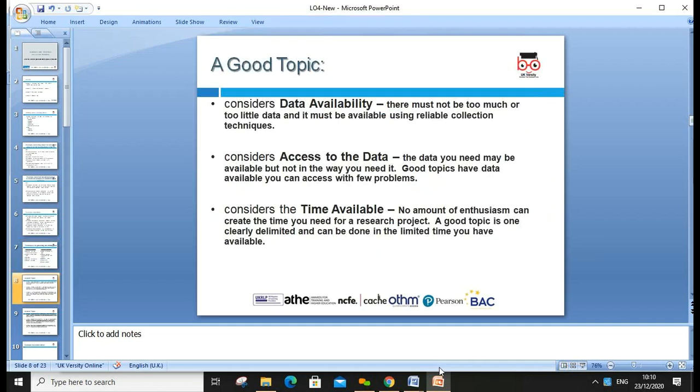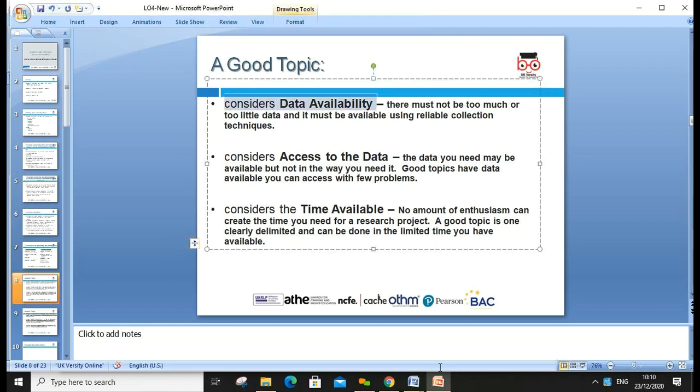Okay, so what is a good topic when you choose any research topic? You always need to consider data availability. For the topic you want to research, is the data available? Do you have access to the data? And is it a good topic available to express with the few problems? Yes, you want to solve the problem, you want to explore customers not satisfied with the GP surgery, they are not happy with the appointment, or it can be any other topic.